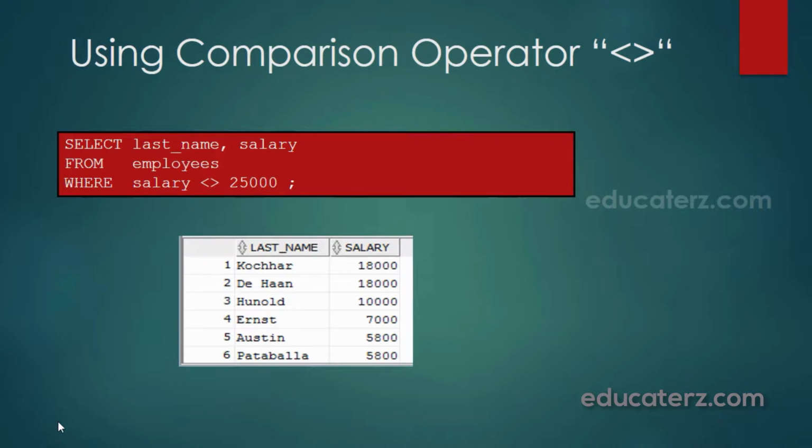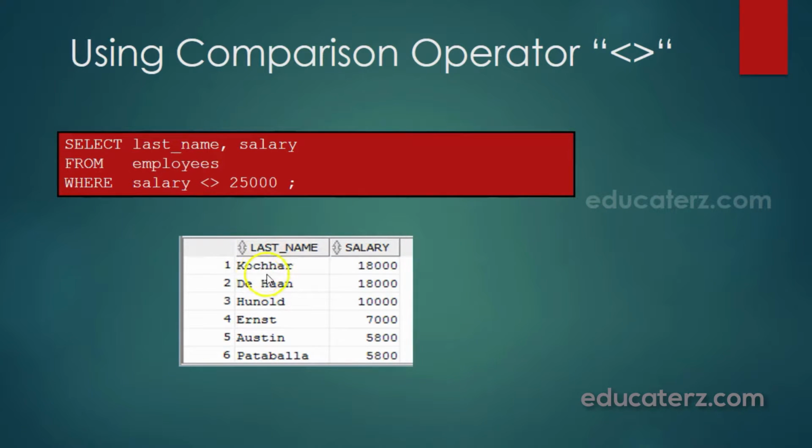Using comparison operator not equal to in the where clause. Question is, get the name of the employees along with the salary details from employees table where salary is not equal to $25,000. You can write a query like this. Select last name, comma, salary from employees where salary is not equal to 25,000. Not equal to symbol, we are using this: less than, greater than, put together. Okay. And the result is shown here.